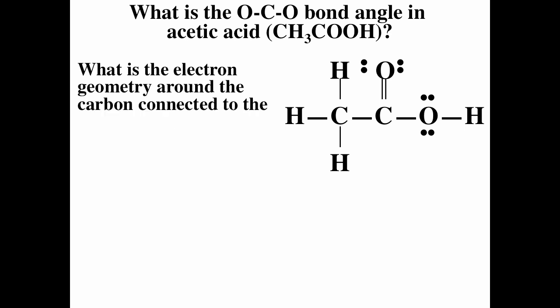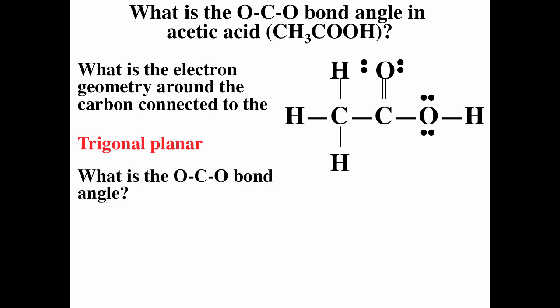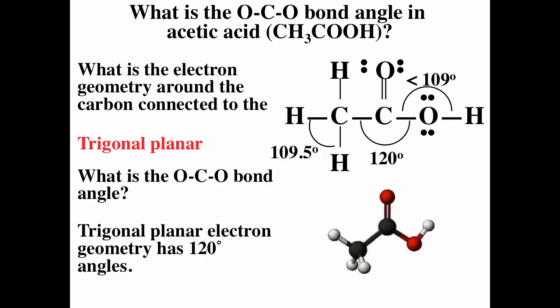And so we're asked about the OCO bond angle. And so you always look at the center atom of the angle, which would be this carbon. And we have 1, 2, 3 regions, and so that would give us trigonal planar electron geometry, and the bond angle should be about 120 degrees. And so the molecule looks something like that.